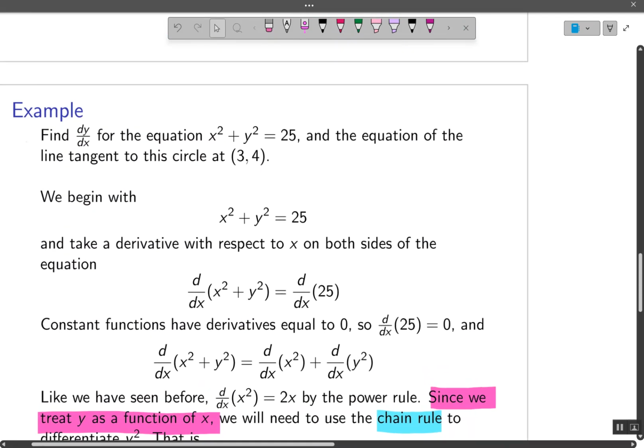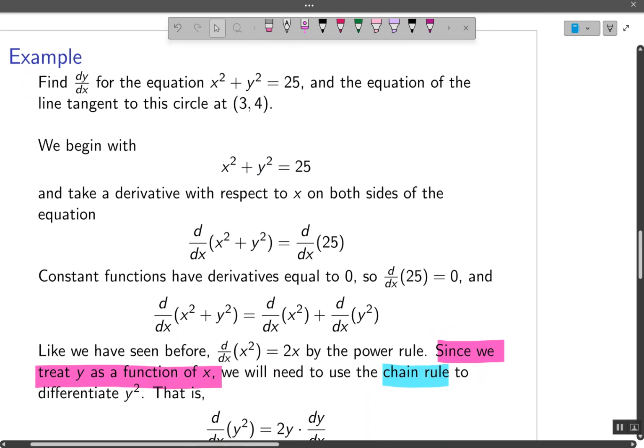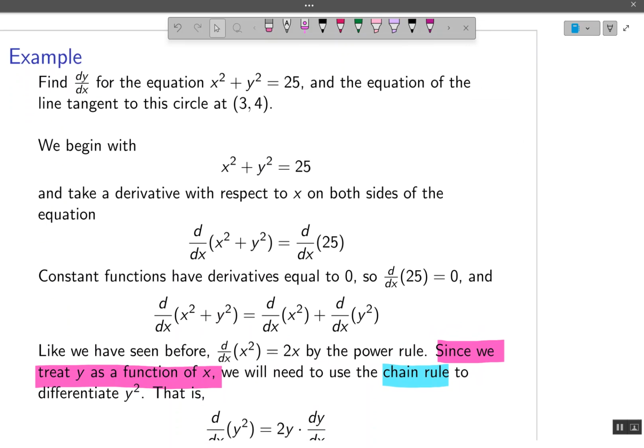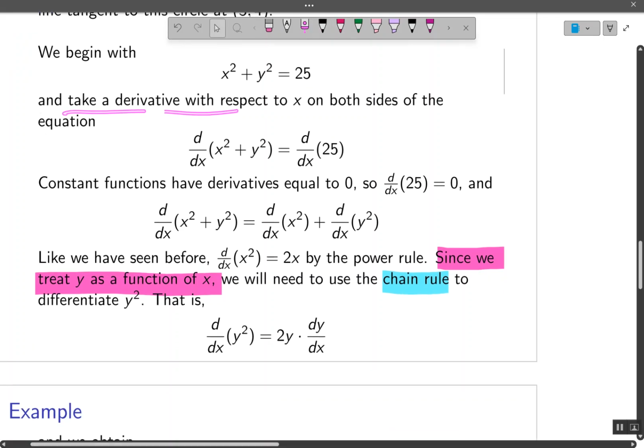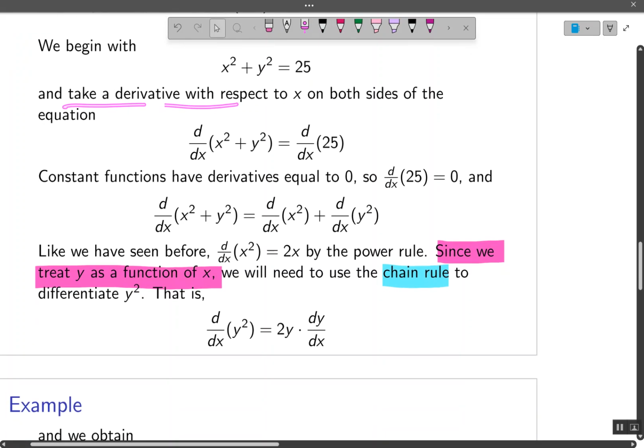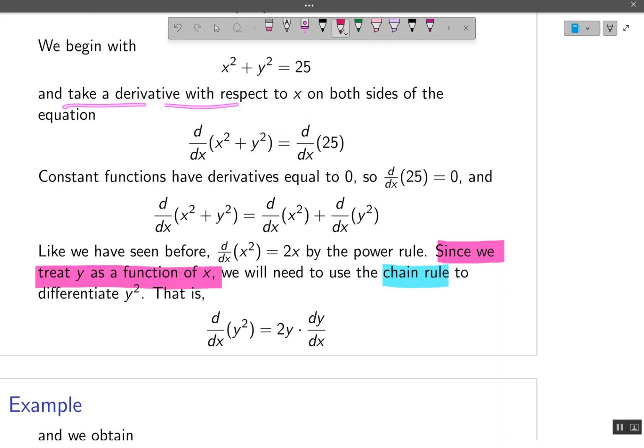So this example says, find the derivative for the equation x squared plus y squared is 25, and the equation of the line tangent to this circle at 3, 4. Okay, so we're going to start with x squared plus y squared is 25. We take the derivative with respect to x on both sides. So we have the derivative of x squared plus y squared equals the derivative of 25. So on the right, we know this is going to be 0.